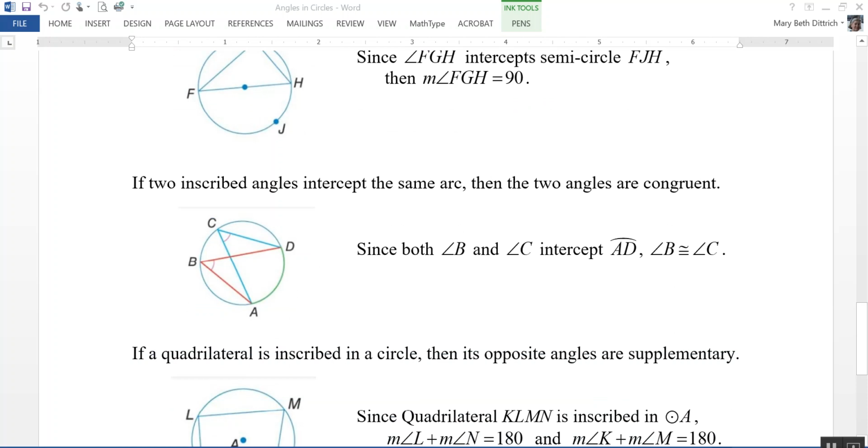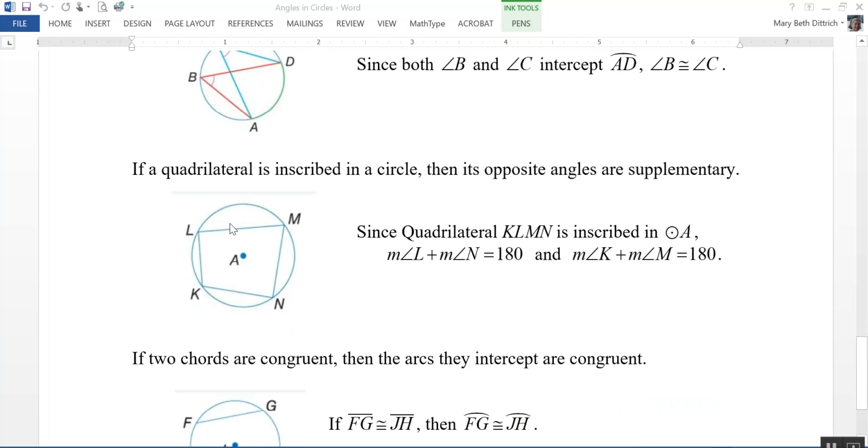If two inscribed angles intercept the same arc, then the two angles are congruent. Here in this circle we have a whole lot of chords, but you can see angle ABD intercepts arc AD, and angle ACD also intercepts arc AD. Because they both intercept the same arc, those two angles are congruent to each other. So angle B is congruent to angle C.